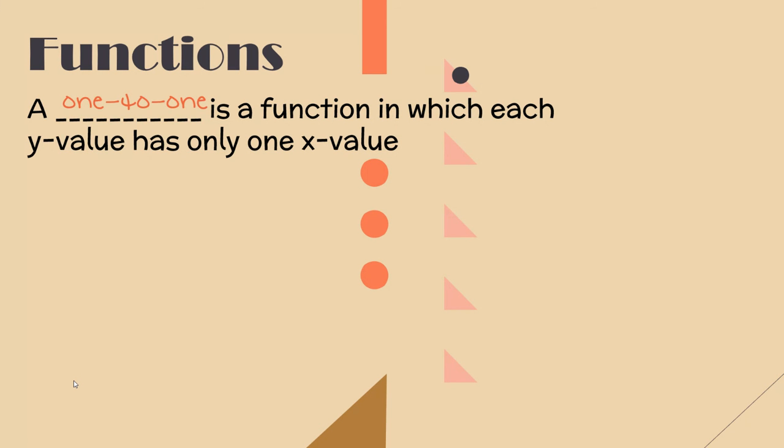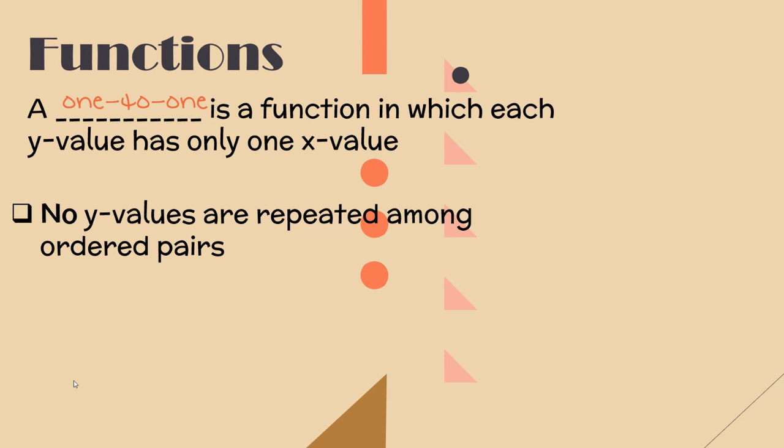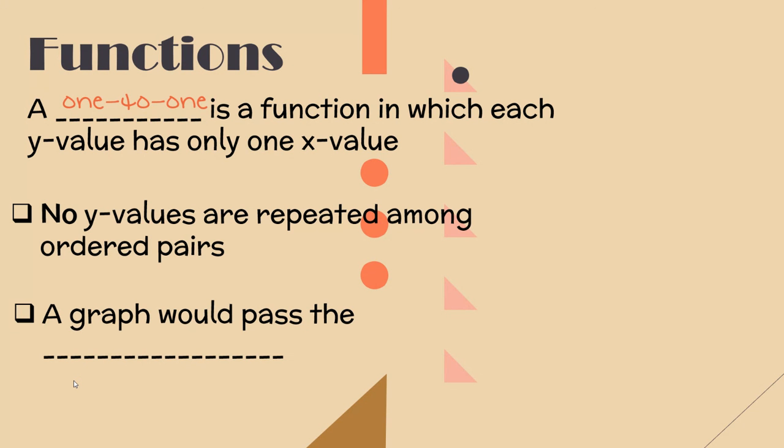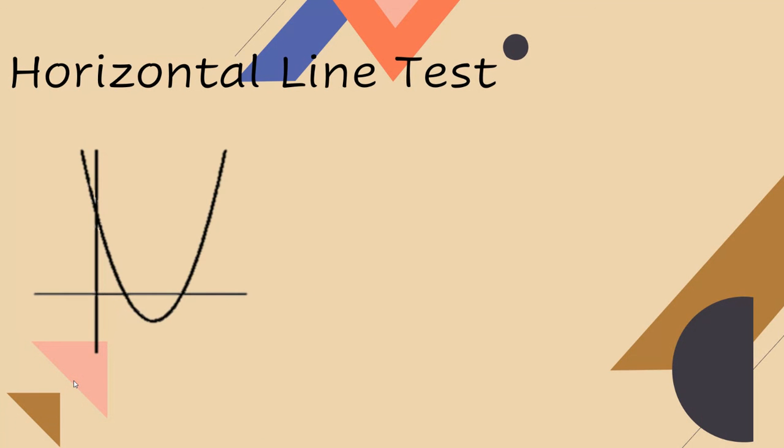A one-to-one is a function in which each y value has only one x value. So this time, no y values are repeated either. And a graph would pass the horizontal line test. Let's look at that horizontal line test. We got our graph, and we got our horizontal line.